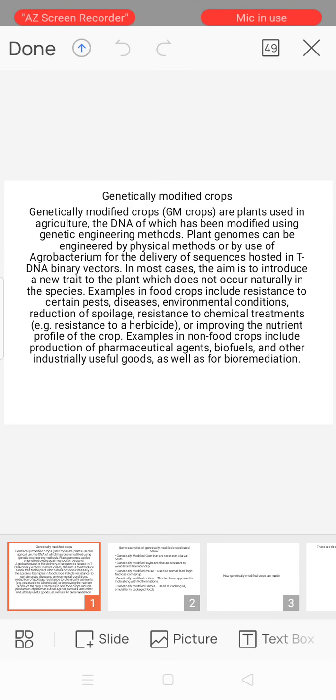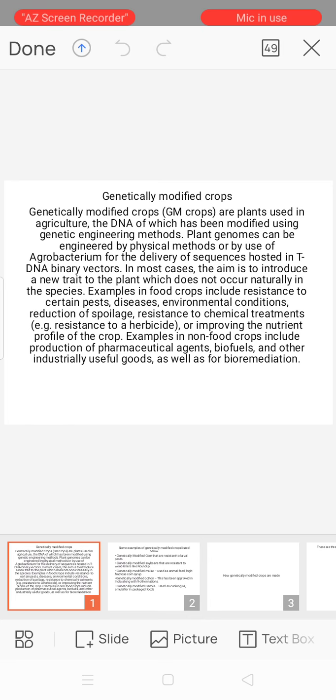In this class, I explain about genetically modified crops. Genetically modified crops are plants used in agriculture, the DNA of which has been modified using genetic engineering methods.